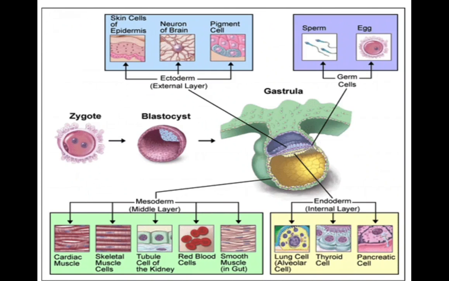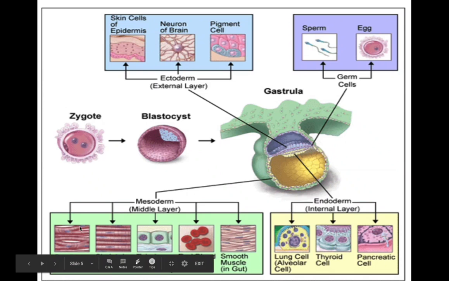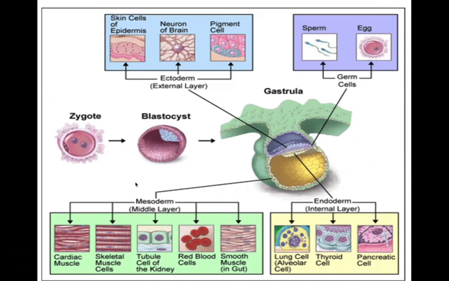So this picture here summarizes nicely what things come from. You've got your sperm and egg that are going to form to make your zygote. That will go through several cell divisions, eventually become a gastrula. And your ectoderm, this is going to make things like skin cells of the epidermis, nerve tissue, pigment cells. Your mesoderm, the middle layer, would make things like cardiac muscle, skeletal muscle, the tubules of the kidney, red blood cells, and smooth muscle. And then endoderm is going to make the lung cells, the alveolar cells, thyroid cells, and pancreatic cells are some examples.